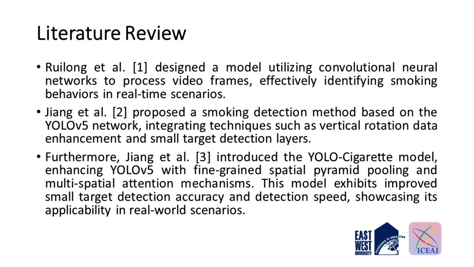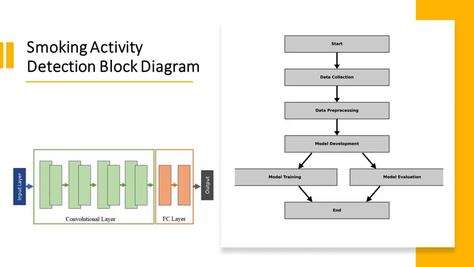Furthermore, Jiang with others, in reference number 3, introduce the YOLO-cigarette model, enhancing YOLO version 5 with fine-grained spatial pyramid pooling and multispatial attention mechanisms. This model exhibits improved small target detection accuracy and detection speed, showcasing its applicability in real-world scenarios. Here on the left, we introduce our CNN model, while on the right, we present the corresponding block diagram.